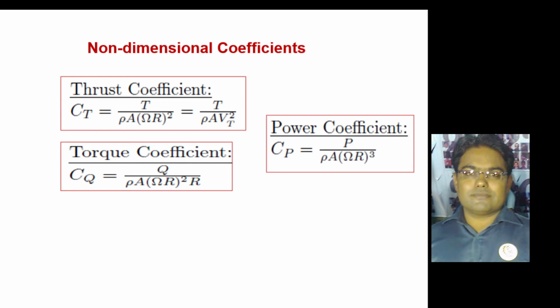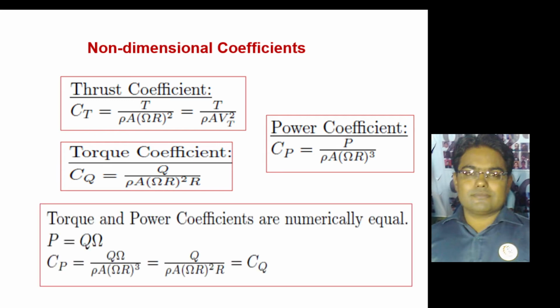Similarly, the power coefficient can be defined as power divided by rho A omega cube r cube, or we can say power divided by rho A V tip cube. Torque and power coefficients are further interrelated. Power is equal to torque into omega, or we can say 2 pi n T, which comes from this equation. So the power coefficient is power available divided by rho A V tip cube. If you rearrange this, you can relate it in terms of CQ. So the power coefficient is equal to the torque coefficient.